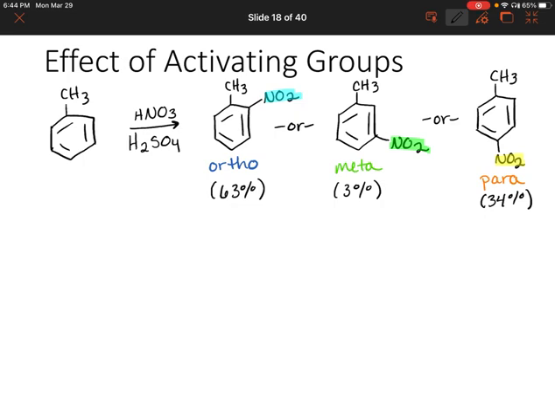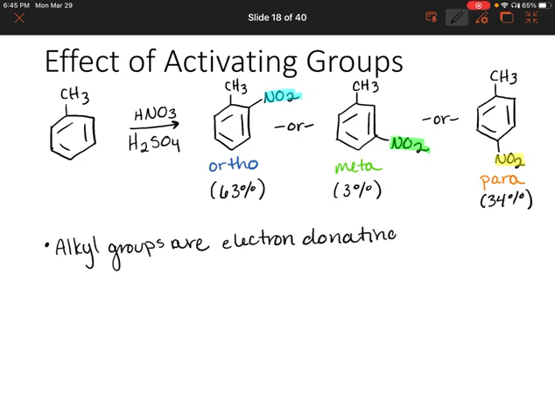Now, why is that? Well, that methyl group, also called an alkyl group, is also called an activating group or an electron donating group. So how is that methyl group donating electrons to the ring? Well, it's not physically donating electrons, but it is donating some electron density through hyperconjugation.